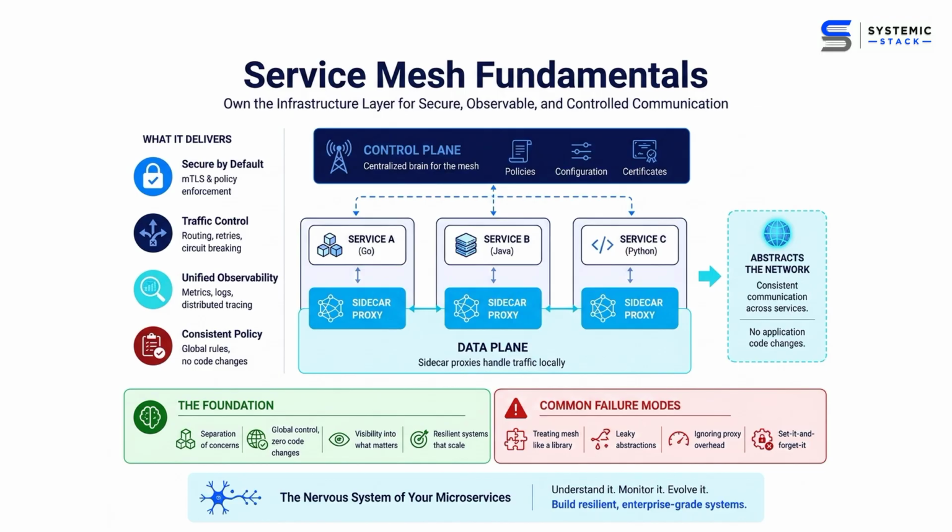In a technical interview, being able to articulate this separation of concerns shows a high level of architectural maturity. A common failure mode here is treating the mesh as just another library. If you don't respect it as a fundamental layer of your stack, you'll end up with leaky abstractions that confuse your developers. Think of this as the nervous system of your microservices. It's what allows the entire body of your application to coordinate effectively, and understanding its underlying mechanics is the first step towards building truly resilient enterprise-grade cloud environments.